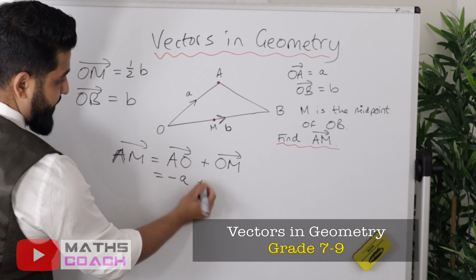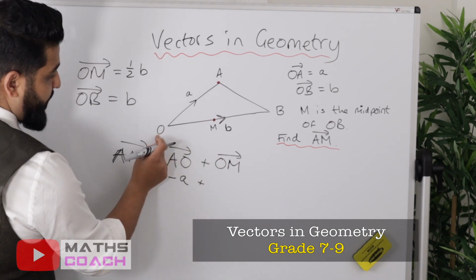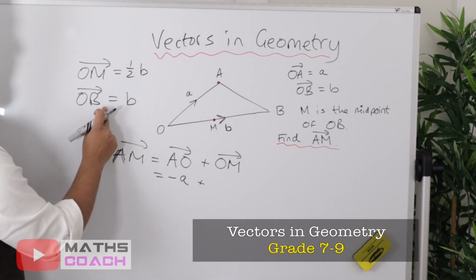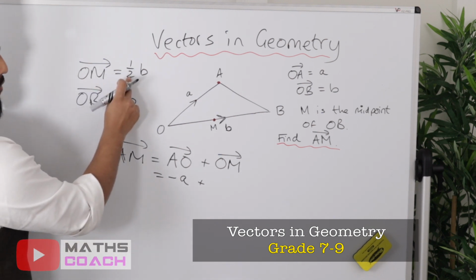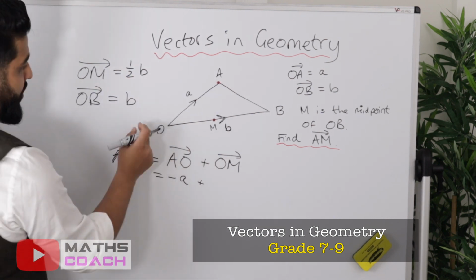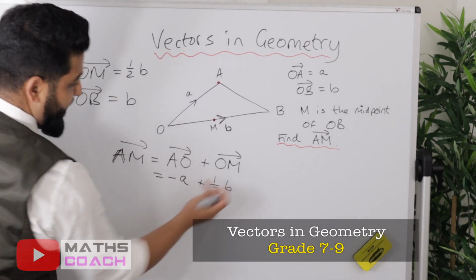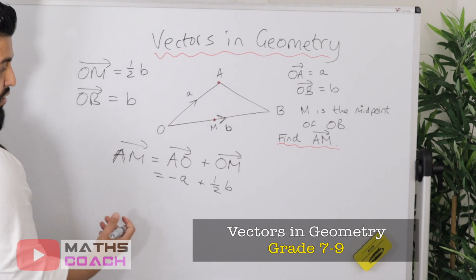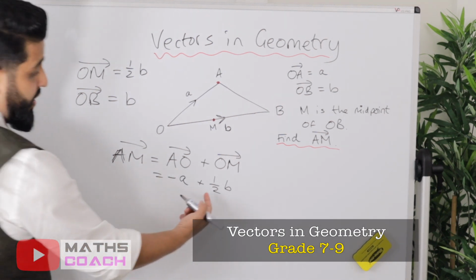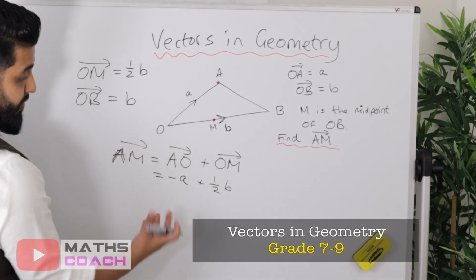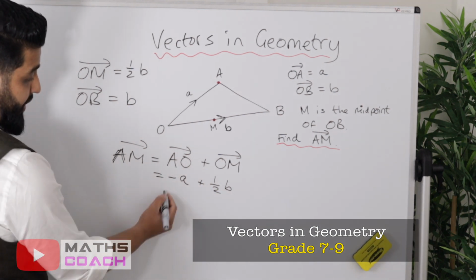Now, what's next? You want to now find O to M. Now remember earlier on, we already found O to M. We said O to M was half of B. So we are just going to add a half B because that is O to M. That is your answer. Sometimes a question may require you to simplify by collecting the like terms, but we can leave our answer like this.